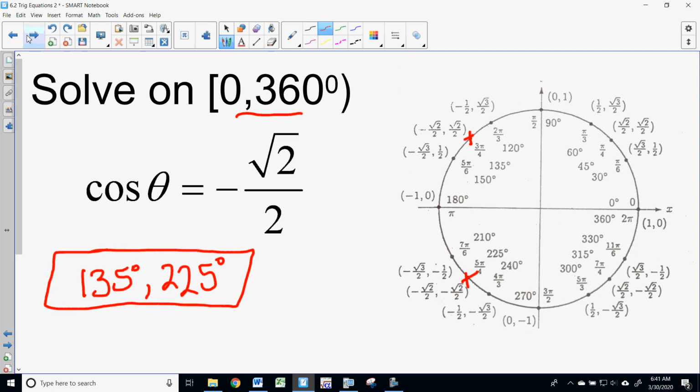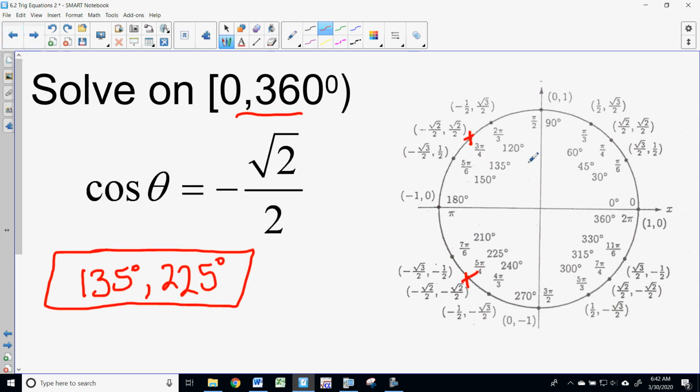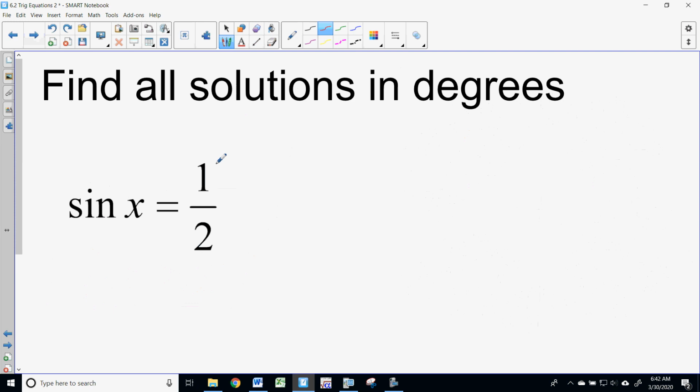What we want to add this time, the new part to this, is we want to say, let's find all solutions. Not just on the unit circle, but all solutions. Now, we're going to start by doing the same thing we did on the unit circle. So we're going to go back to the unit circle and say, where is my y coordinate equal to 1/2? And I'm going to get 30 and 150. So my two answers would be 30 and 150.